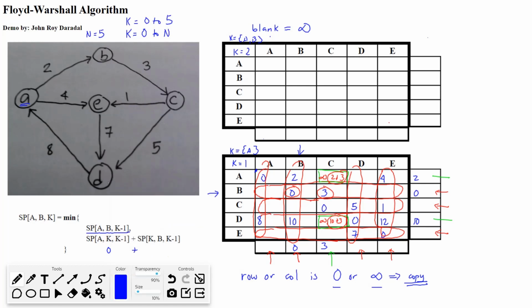Okay, so let's copy all of the values here. So this would be 0, 2. Now we have the new value 5. 4 would be here. 0, 3, 0, 5, 1, 8, 10, and then the new value 13, 0, 12, 7, and 0. Okay, so this is for k is equal to 2. Now next would be for k is equal to 3. So let's just erase this fast. Erase this quickly.